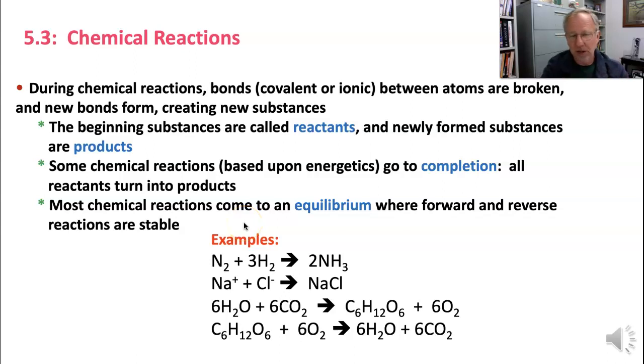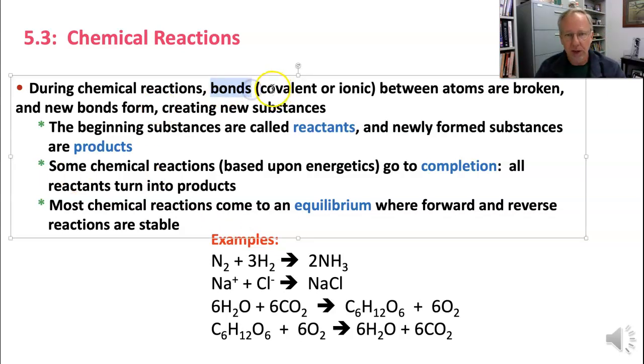Now, we briefly looked at chemical reactions, I think back in chapter 2, just to highlight what a chemical reaction is. We start off with reactants, the beginning molecules. They interact with each other, atoms rearrange themselves, and you get products, the resulting molecules. So during chemical reactions, chemical bonds, whether they be covalent or ionic, chemical bonds between atoms are broken. And the atoms rearrange and new bonds form, creating new substances. That's what happens. The beginning substances, once again, are called reactants. And the newly formed substances at the end of the reaction are called products.